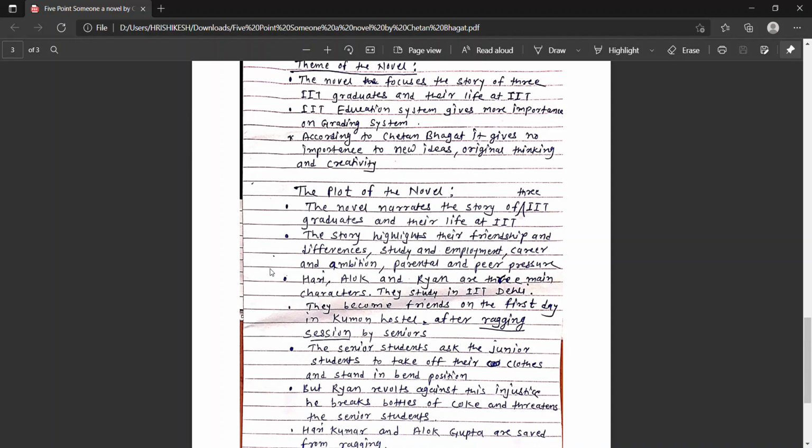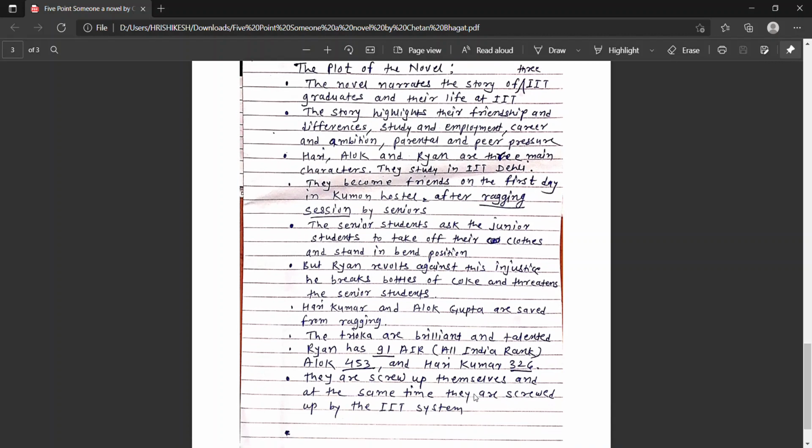In this way, the novel opens here, and in the next part we will find actual classroom here. So we have discussed that these three students, that is called Trika, are Trimurti. They are brilliant and talented. We can talk about their ranks in their particular entrance exam of GATE, okay, that they have to get rank to be admitted in the IITs.